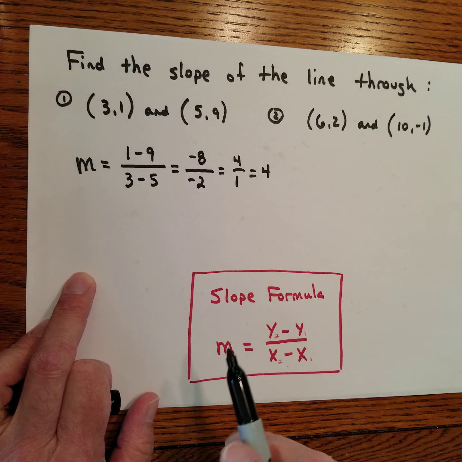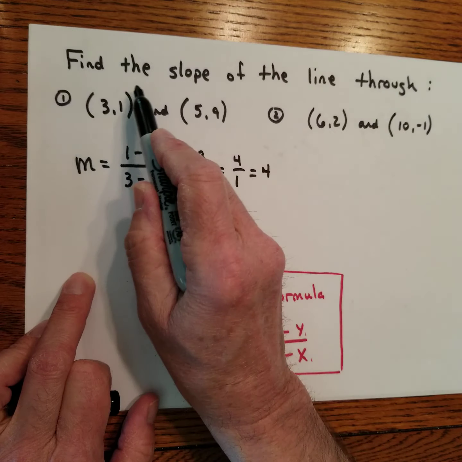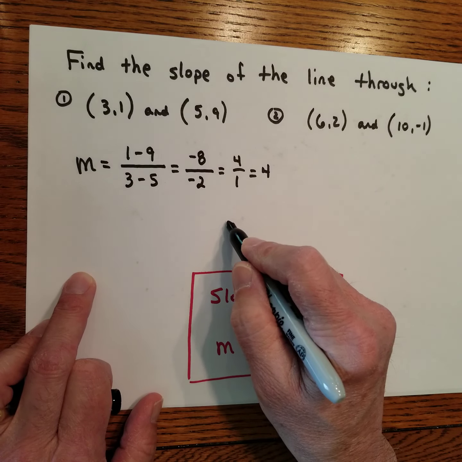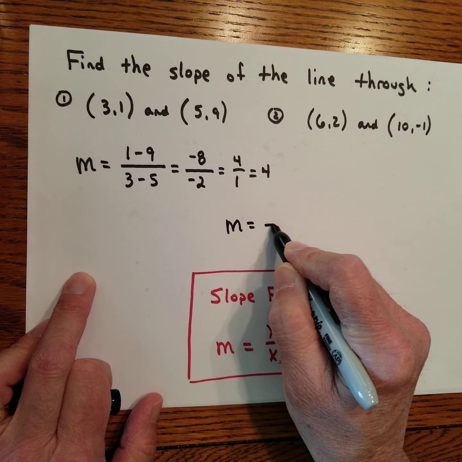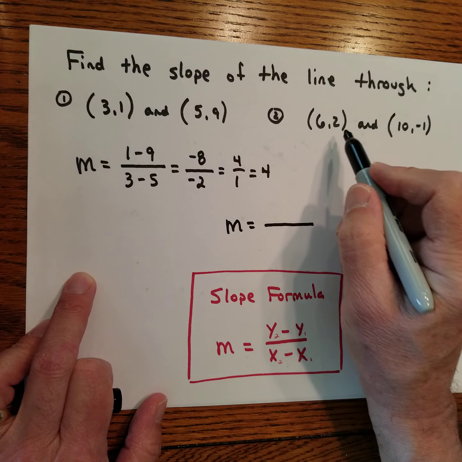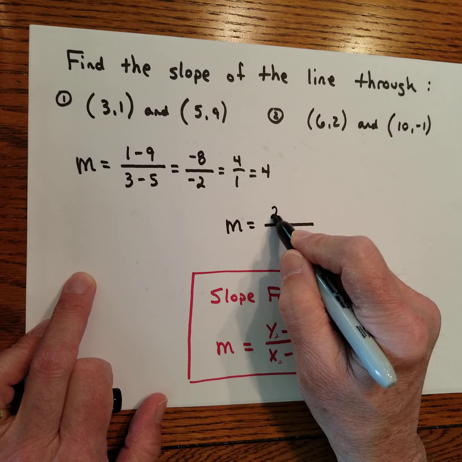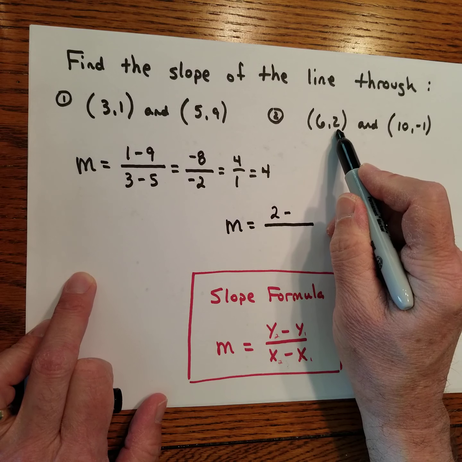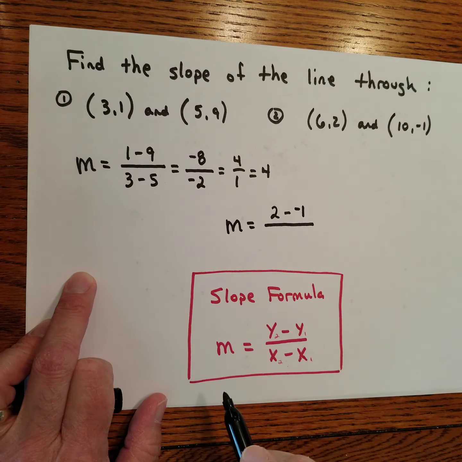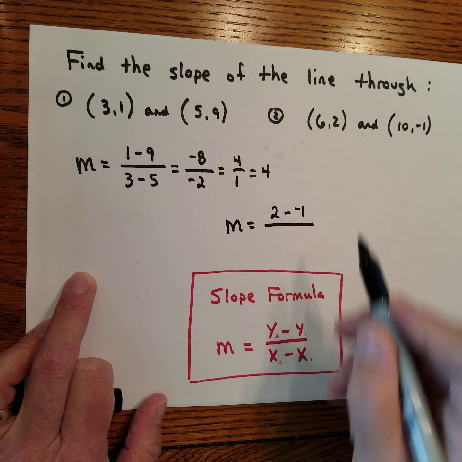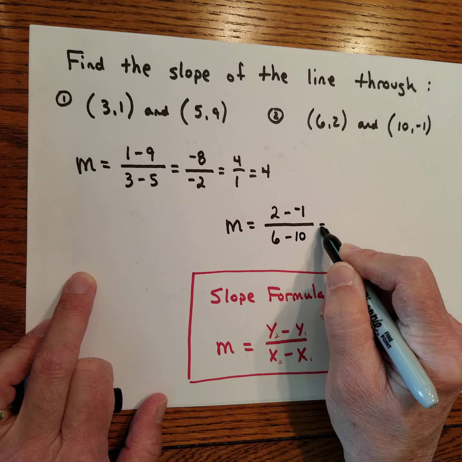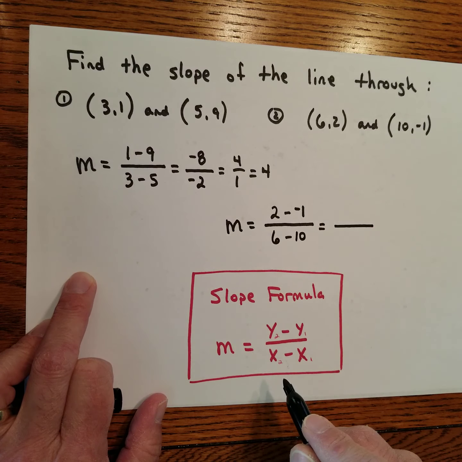Let's try number 2. Find the slope of the line through 6, 2 and 10, negative 1. Subtract the y values. I'll go 2 subtract negative 1. Careful with all those negatives. My x values are 6 subtract 10.